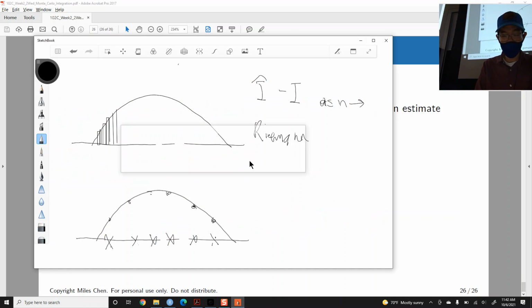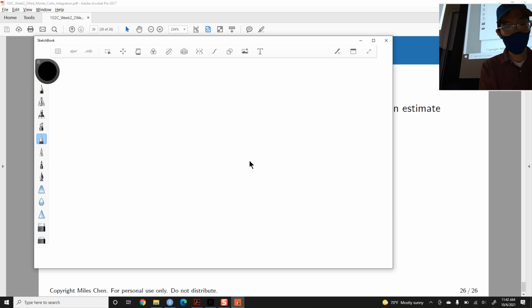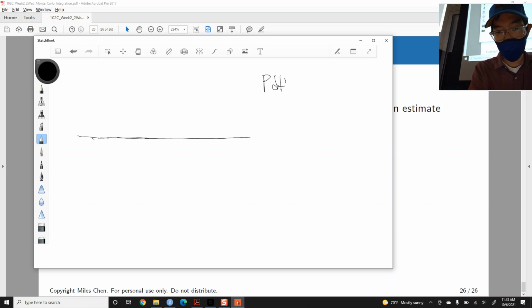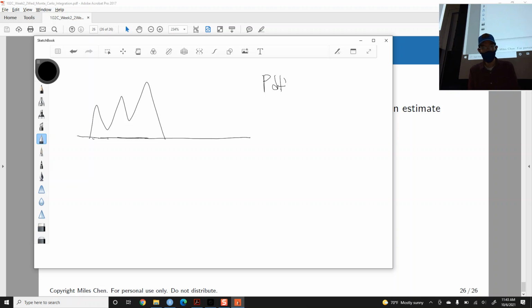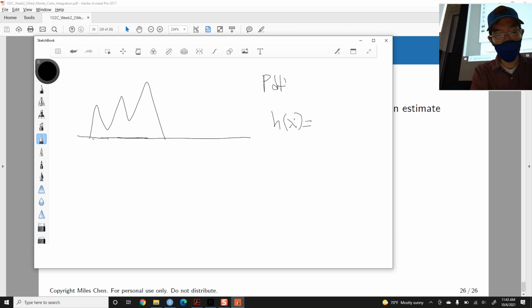I'm upset that I can't draw. So again, let's say your PDF is something weird, right? Let's say it looks like this, and we have some function h of x. We're going to draw a random value from here. Let's say it goes from -1 to 3, 0, 1, 2, something like that, right?